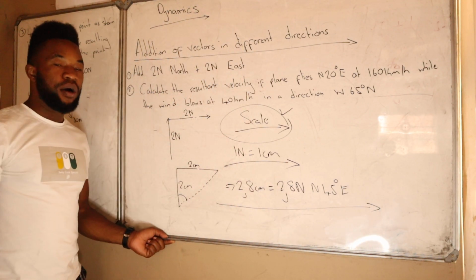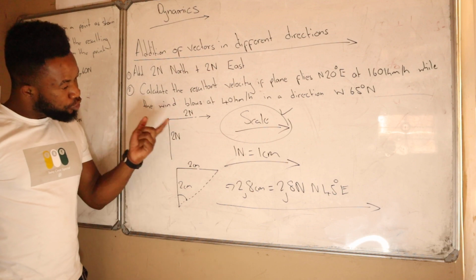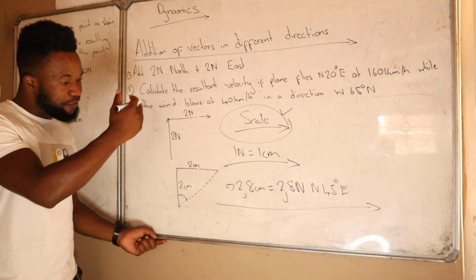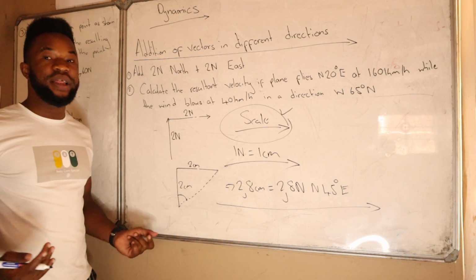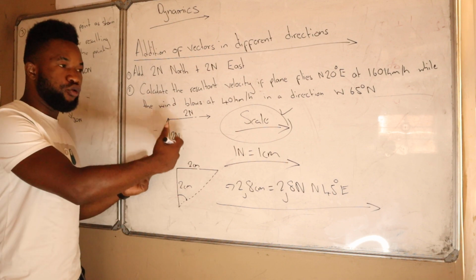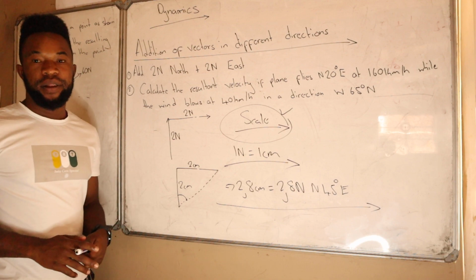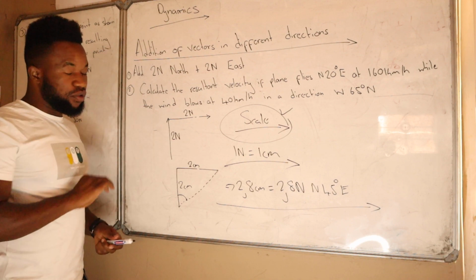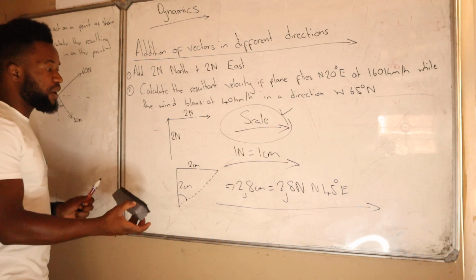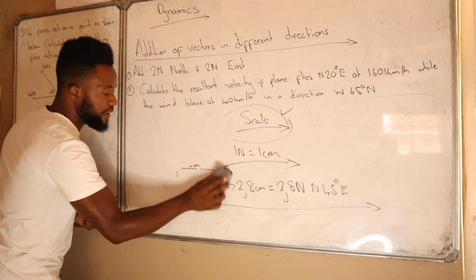Normally this is how you deal with 2 vectors which are in different directions. The first thing that you need is the scale, and you use your own scale that you want, and then you draw and obtain your answer. So this was my first example.